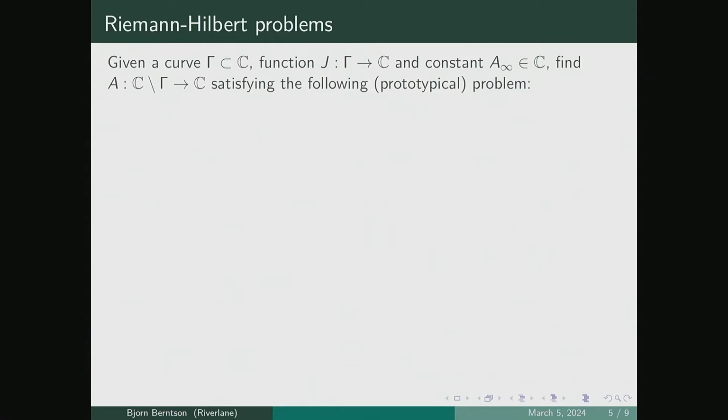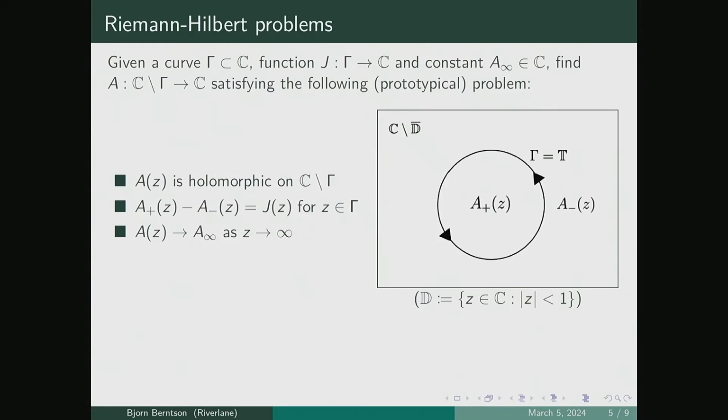And the setup is as follows. We're given some curve in the complex plane, some function from this curve back to the complex plane, a complex constant A infinity. So given this data, we want to find a function A, which is defined off of the curve gamma and satisfies the following properties. So it should be holomorphic or analytic on the complement of the curve. The curve will divide the plane into two parts, A plus and A minus. If we take the difference of those two parts as we approach the curve, we should get exactly J, which we call a jump function. And lastly, as z goes to infinity, we want our function A to go to this specified constant A infinity.